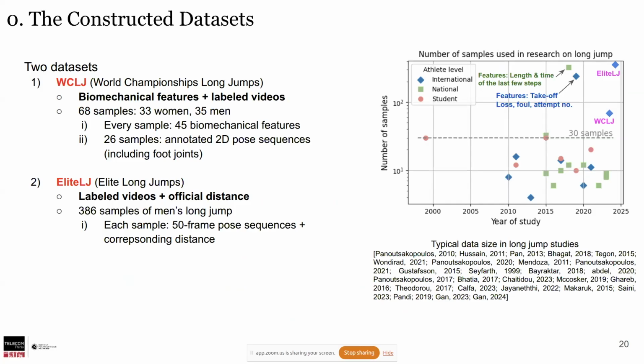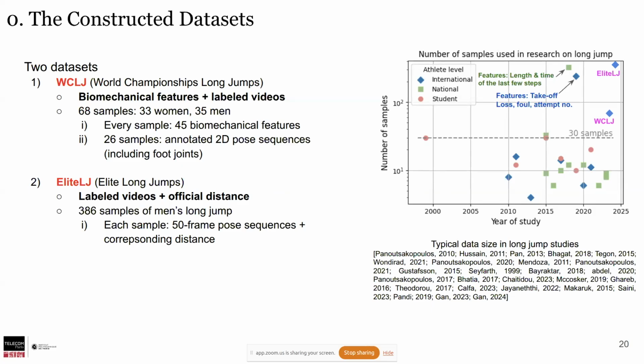To address this, we constructed 2 data sets. The first is World Champion Long Jump, which consists of biomechanical features taken from the reports of the World Athletics. And also, correspondingly, we have the labeled videos. This data set will facilitate us to study biomechanical features and also the human pose estimation problem.